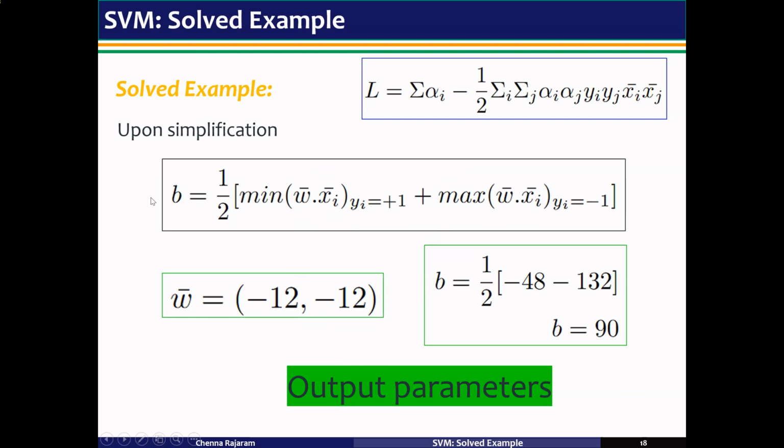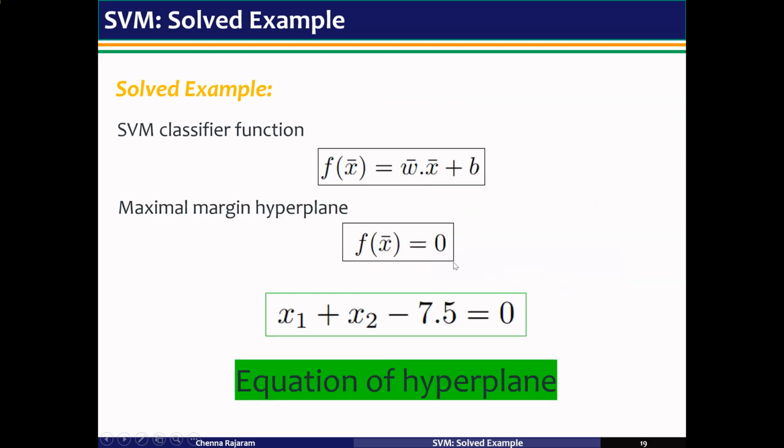Then we need to calculate the b value. b is equal to half of the minimum of W bar into xi bar when yi is equal to plus 1, plus the maximum of W bar into xi bar on the minus 1 side. One is positive 1, the other one is negative 1. So after simplification, we arrive at b equal to 90. So these are the two output parameters, W bar as well as b.